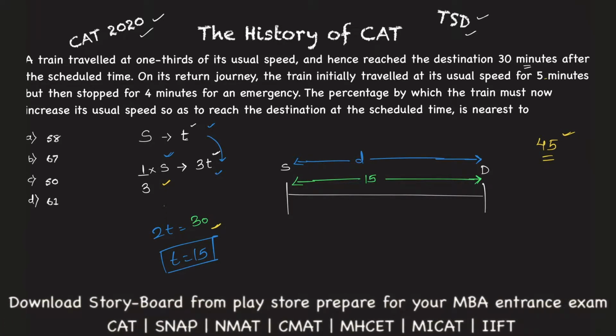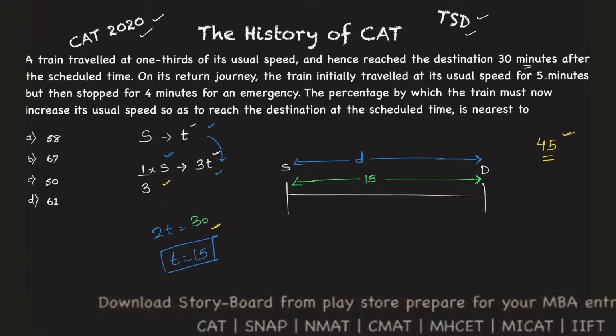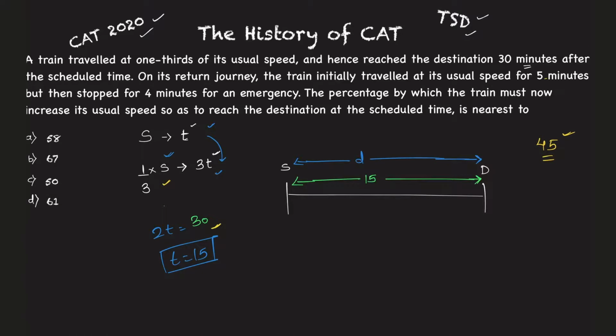What after this? On its return journey, the train initially travelled at its usual speed for 5 minutes. So what is happening now? The train has reached the destination on its return journey. So from here till here, say it travels with its usual speed for 5 minutes. So in 15 minutes it can cover the entire distance. In 5 minutes it will cover what? It will cover 1/3 of the distance, right? So if the total distance is d, it will cover d by 3 from here.